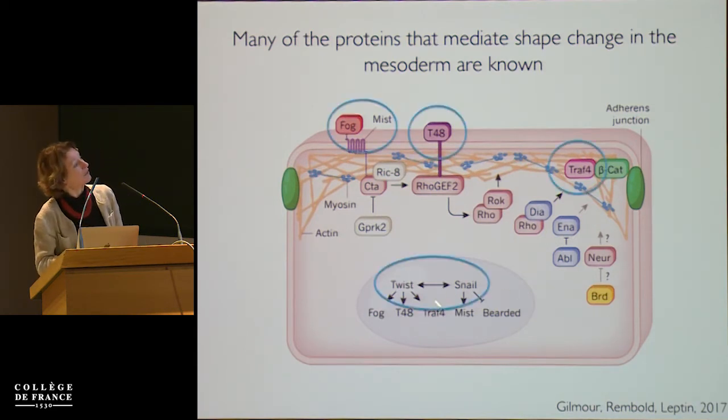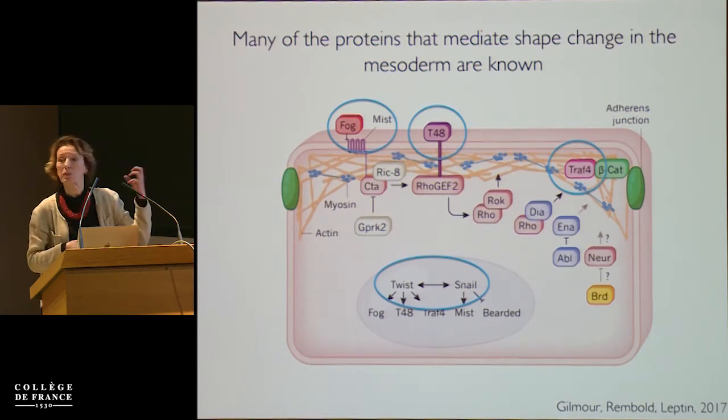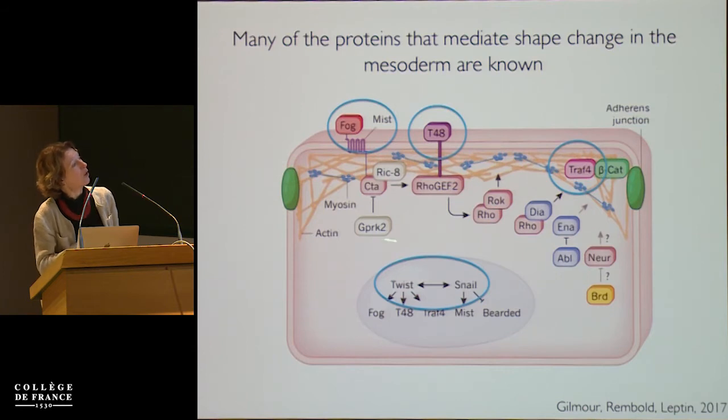So the ones that are shown here that are turned on specifically in those ventral cells are circled here in blue, and they act upon a whole set of morphogenetic molecules that pre-exist in the cells. So folded gastrulation, fog, is a secreted ligand. It's secreted by these cells and then binds back to a receptor, mist, that's also expressed here.